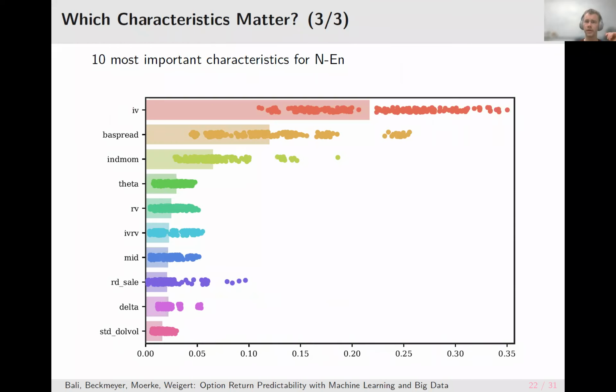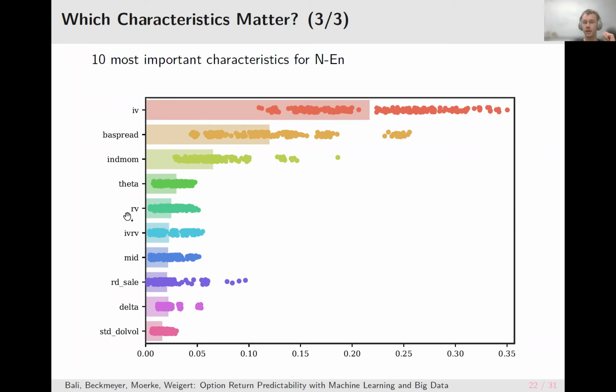If we have a look at the 10 most important characteristics for the nonlinear ensemble, the most important one is the IV. So we have to know what is the price, where does it lie on the IV surface, but also the bid-ask spread of the underlying, for example, right? So there we can see that information about the underlying is also very important when making informative statements about future option returns.